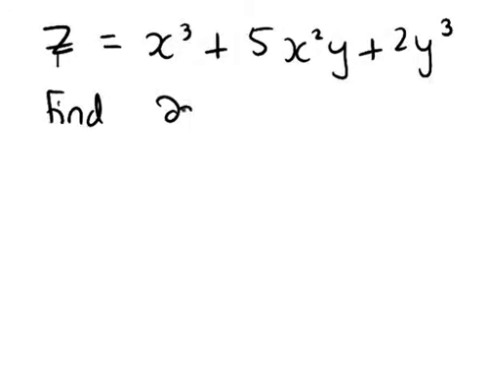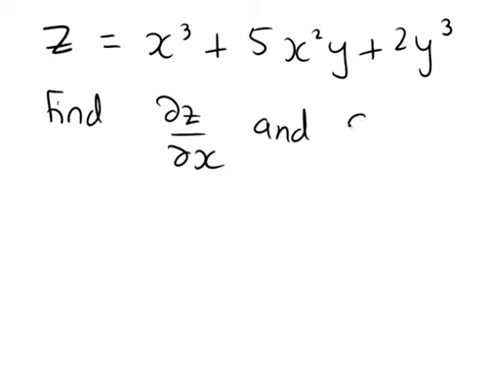Let's have a look at some examples of partial differentiation. First of all, consider the following example. z equals x cubed plus 5x squared y plus 2y cubed. And let's find the partial derivative of z with respect to x, otherwise known as ∂z/∂x, and the partial derivative of z with respect to y, namely ∂z/∂y.